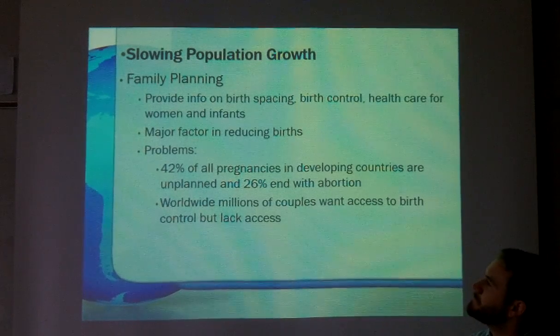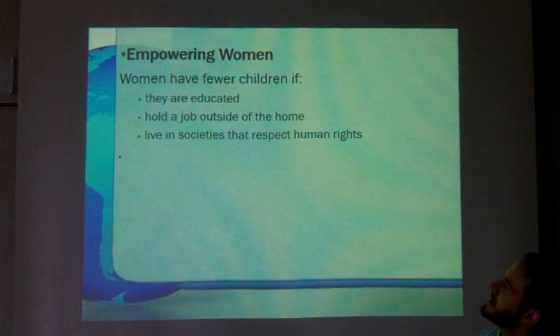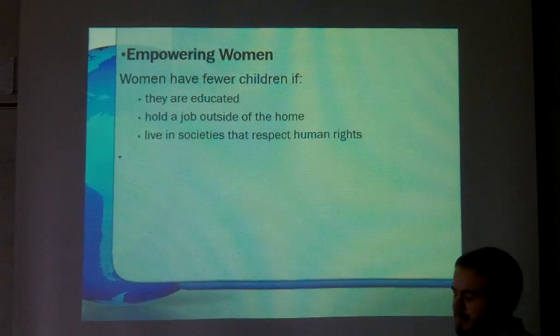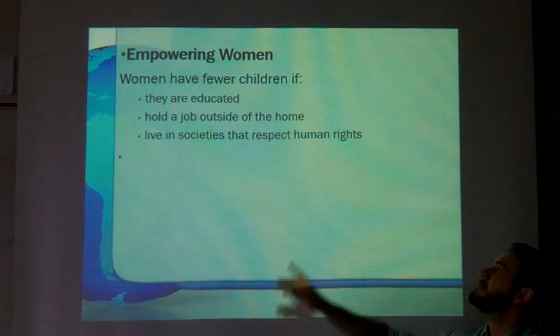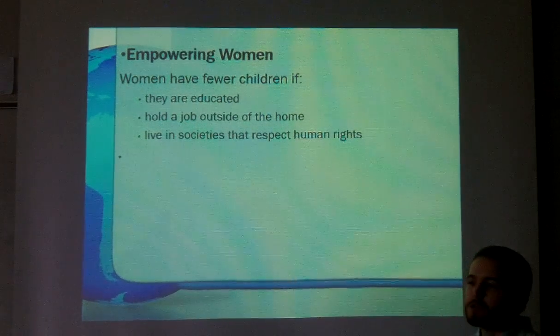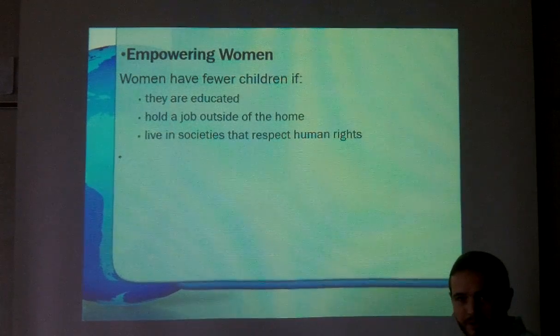Okay? What else? Maybe it's in the next slide. It is. So the fundamental thing to take away from this part for how to reduce population growth, the most important thing is empowering women. Get them educated. Give them a job and a career. And you're going to lower birth rates. Okay? Dramatically lower birth rates.